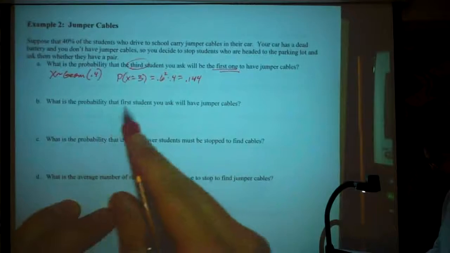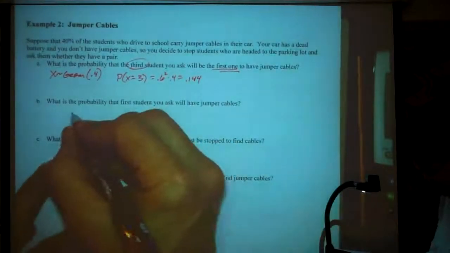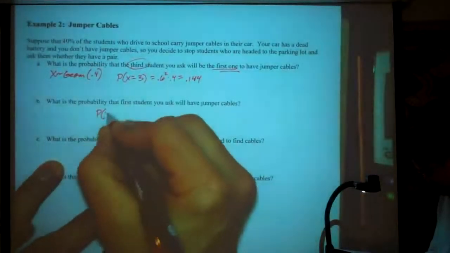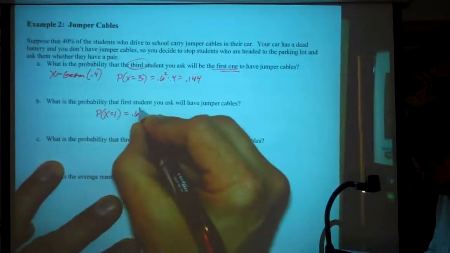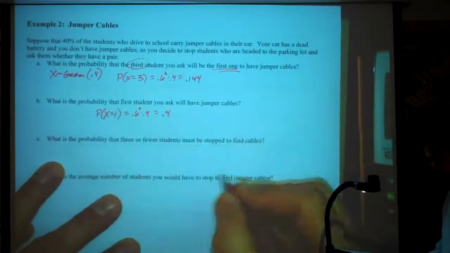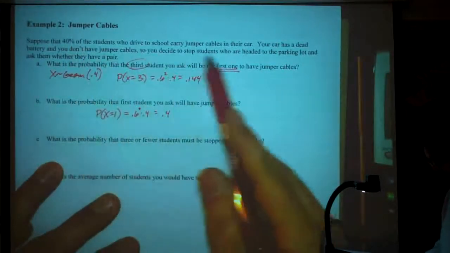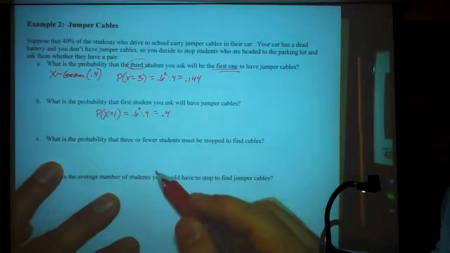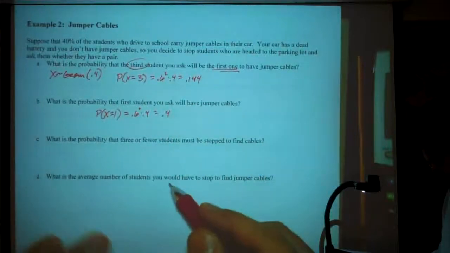What's the probability that the first student I ask will have jumper cables? Well, one way to do this is to say, well, the probability that x equals 1 is going to be 0.6 to the 0 power times 0.4, which is just 0.4. Or I can think to myself, look, 40% of the students who drive to school carry jumper cables. What's the probability that the first person I ask is going to have jumper cables? 40%. It's kind of self-explanatory.